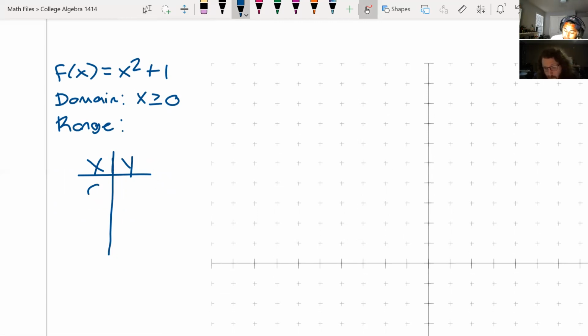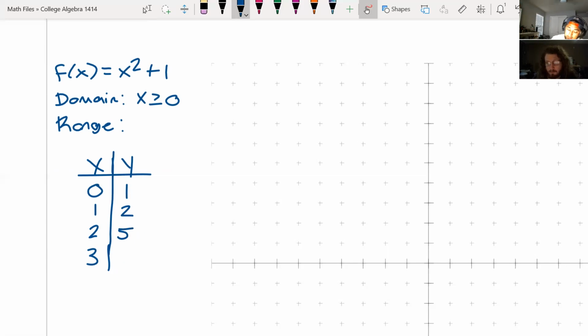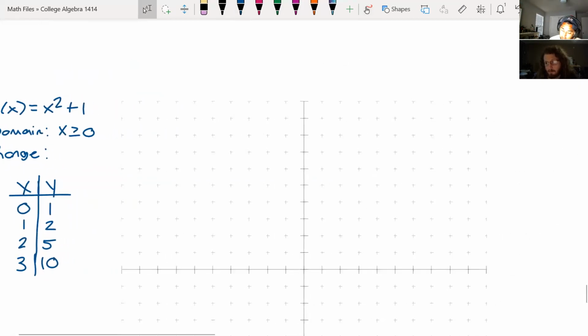So this means we're going to start at 0 and just go greater than. 1, 2, 3. I don't think anything bigger than 3 will fit on our graph. Well, the y value wouldn't. So take all these x values and plug them into this function, x squared plus 1. 0 squared plus 1 is 1. 1 squared plus 1 is 2. 2 squared plus 1 gives me 5. And 3 squared plus 1 gives me 10. So I think I only need this part of the graph.